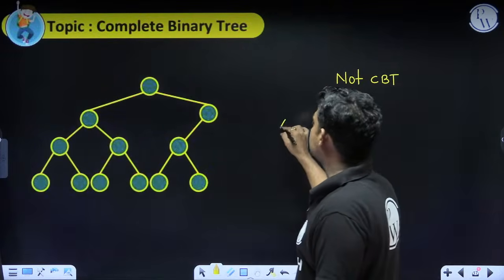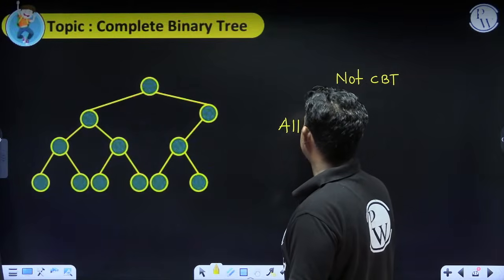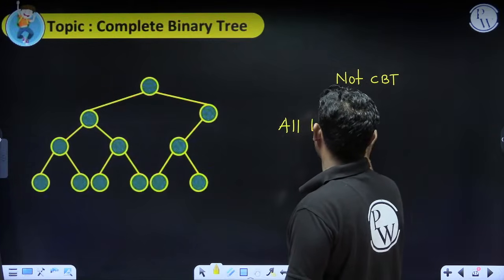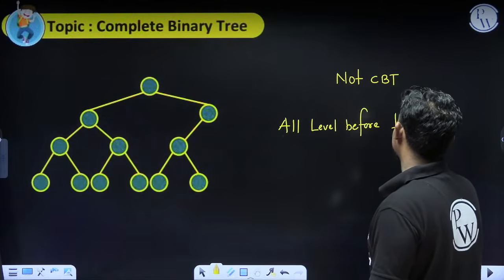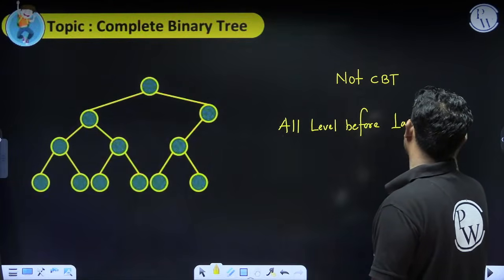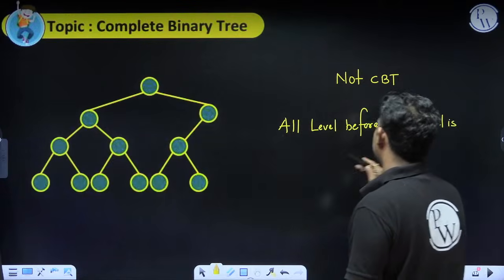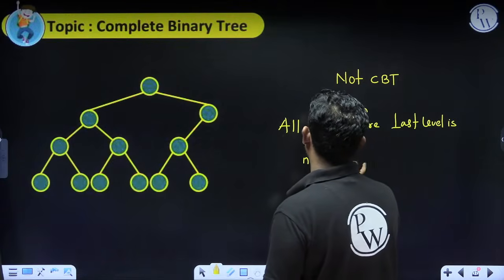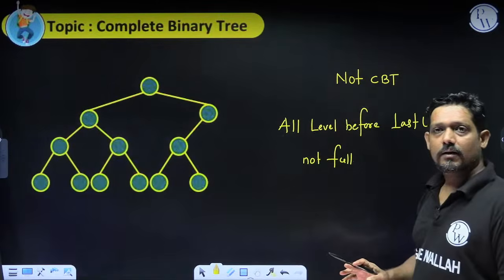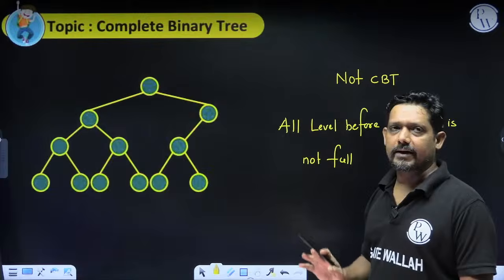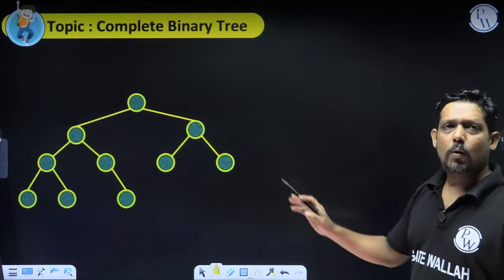Because a level before the last level is not full. Correct? It is not a CBT. Okay, what about this structure?